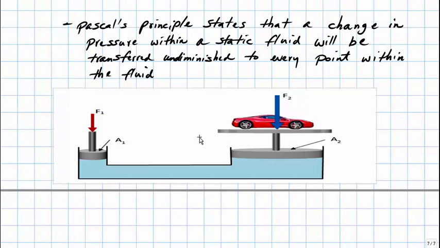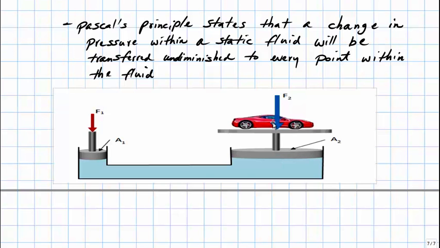This diagram represents the key components of a hydraulic jack. Notice first of all that we have a container, and the container is filled with fluid represented in blue. On one end we have a piston that's free to move up and down, and the cross-sectional area of this piston is noted as A1. On the other side we have a much larger piston, and its area is represented by A2, and notice that the large piston is supporting a car.